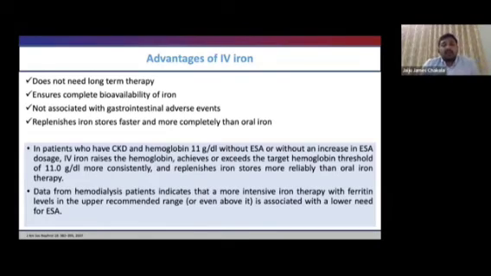So coming to the advantages of IV iron, we have just briefly gone through them. It does not need long-term therapy, ensures complete bioavailability of the iron, is not associated with gastrointestinal adverse events, and replenishes iron stores faster and more completely than oral iron. In patients who have CKD and hemoglobin below 11 gram per deciliter, without ESA or without a significant increase in ESA dosage, IV iron raises the hemoglobin, achieves or exceeds the target hemoglobin threshold of 11 more consistently, and replenishes iron stores more reliably than oral iron therapy. And data from hemodialysis patients indicate that more intensive iron therapy, with ferritin levels in the upper recommended range, is associated with a lower need of erythropoietin supplementation.